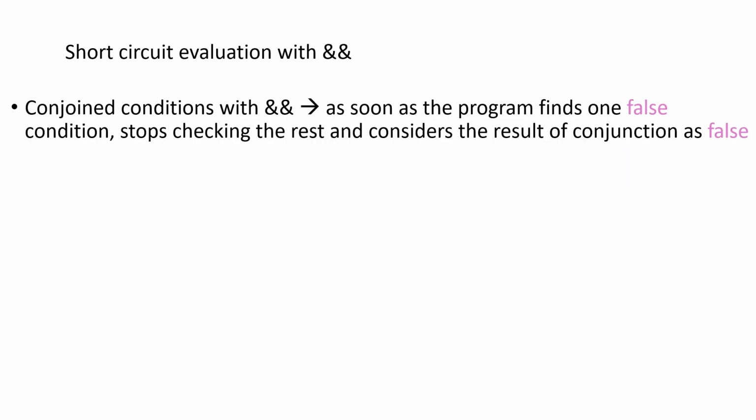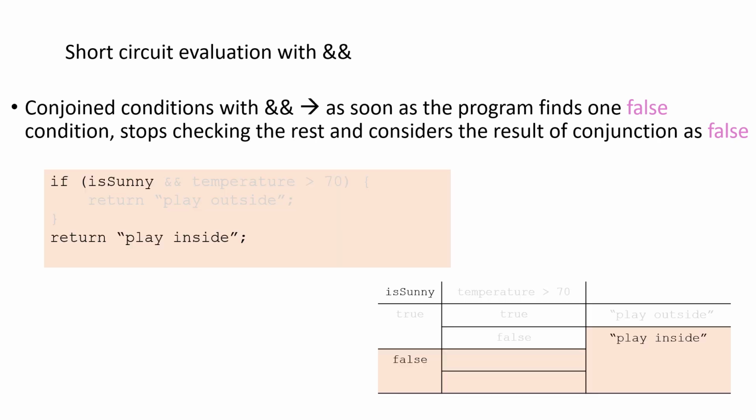Now let's talk about the concept called short circuit evaluation. We already saw it in the previous examples. When we have conditions conjoined with AND, as soon as the program finds one false condition, it stops checking the rest of the conditions and considers the result of the whole conjunction with AND as false. So in the example that we just saw, when isSunny is evaluated to false, the program doesn't even check the second condition and it skips the whole body of the if statement and moves to the next line. This is called short circuit evaluation.